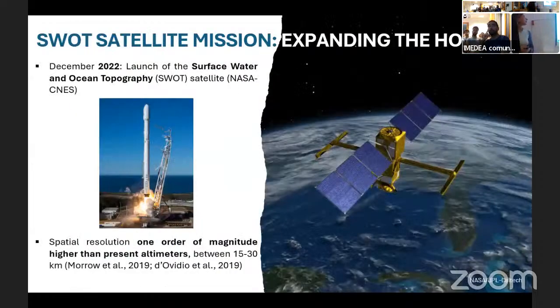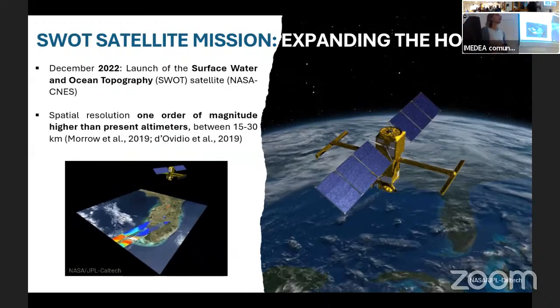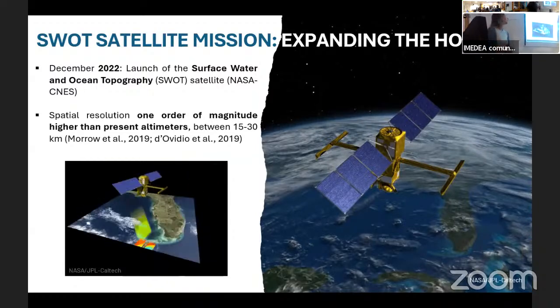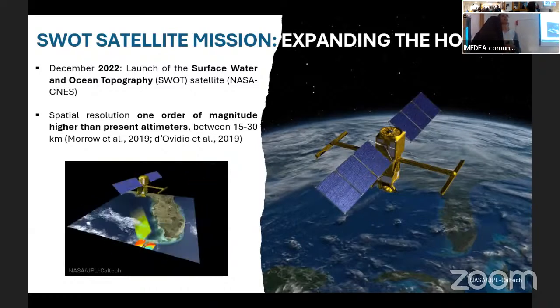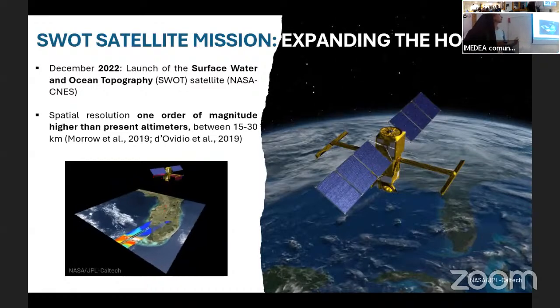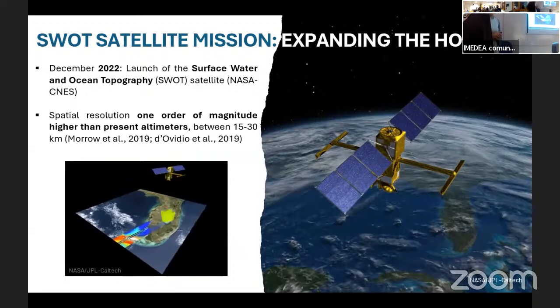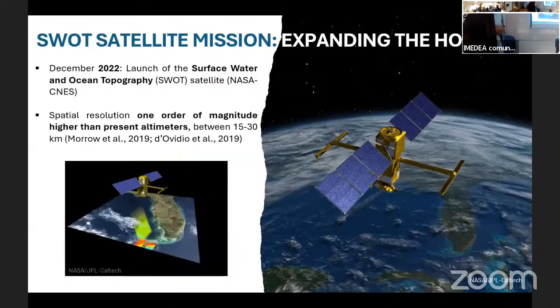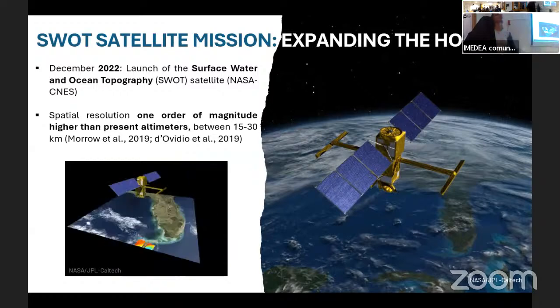So the Surface Water and Ocean Topography, the SWOT satellite mission, was launched in December of 2022 by NASA and the French Space Agency. And it is a major breakthrough in the observation of the ocean from space, as it measures with a spatial resolution 1 order of magnitude higher than the present altimeters, meaning that now we will be able to see structures of sizes between 15 and 30 kilometers. And also the difference is that while the conventional altimeters measure point by point, SWOT offers us this two-dimensional vision.